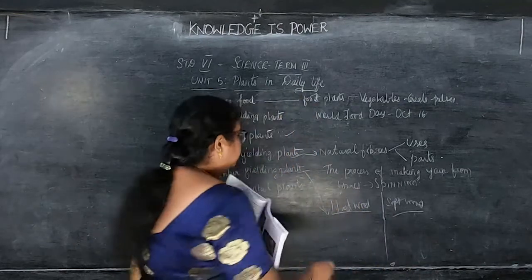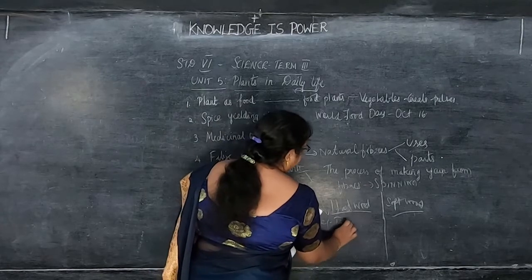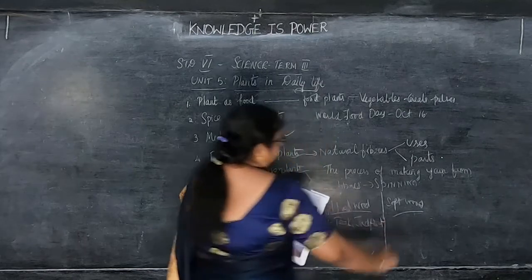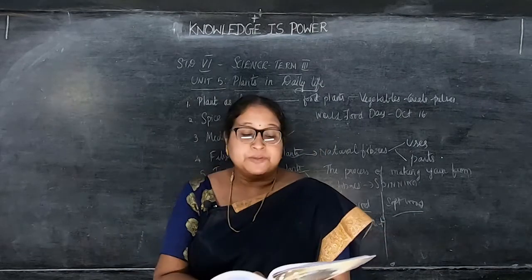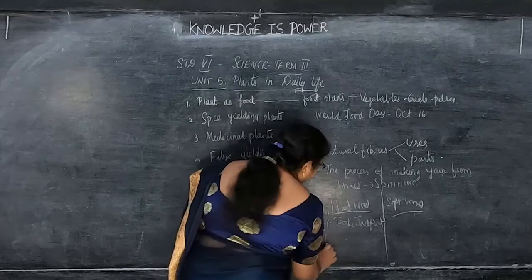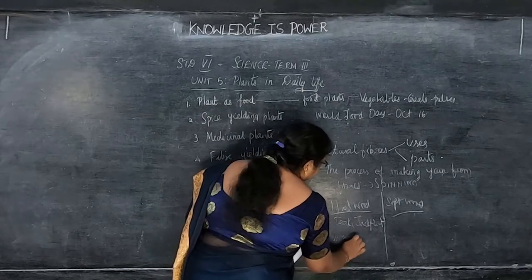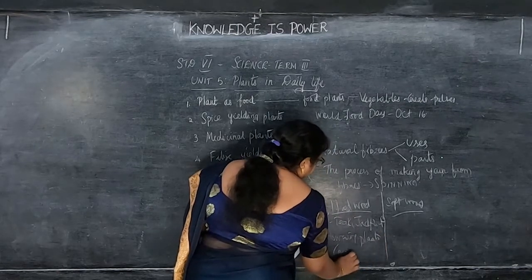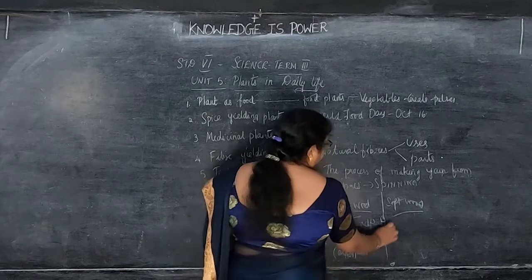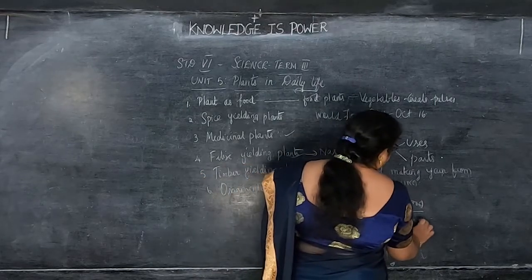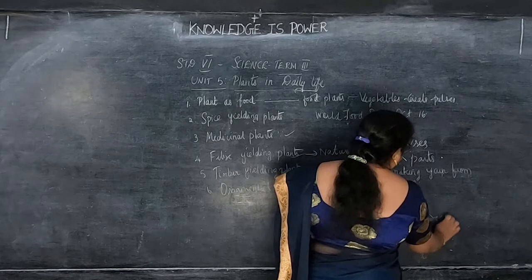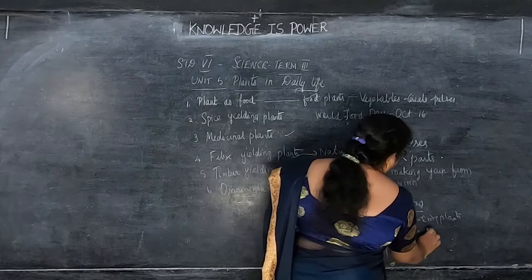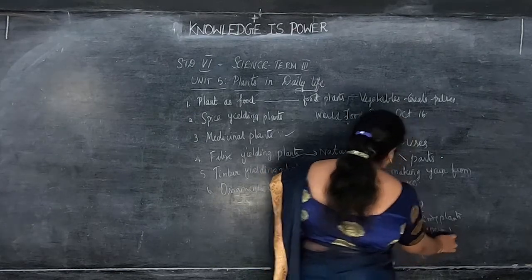Example, teak and jackfruit. These are the examples of hardwoods, the flowering plants. From the flowering plants, what I said, angiosperms, right? And this softwood we get from the non-flowering plants, that is gymnosperms. Non-flowering plants are otherwise called gymnosperms, okay?